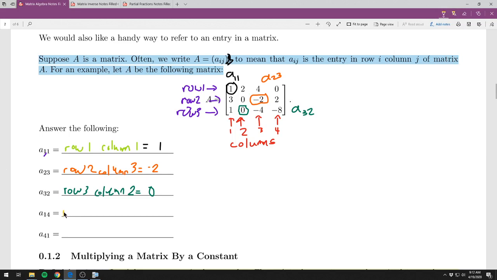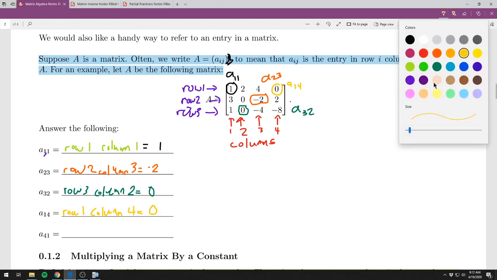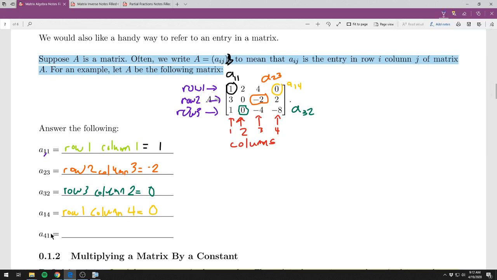A14, we're in row 1 and column 4. Row 1 is right here. We go over to the fourth column, which is over here. It's also 0. And I'm writing that number backwards. A14, 1 4, row 1, column 4. Okay, so we have many zeros in here. That's fine. The last one, A41, that's asking us what is in row 4 in column 1.